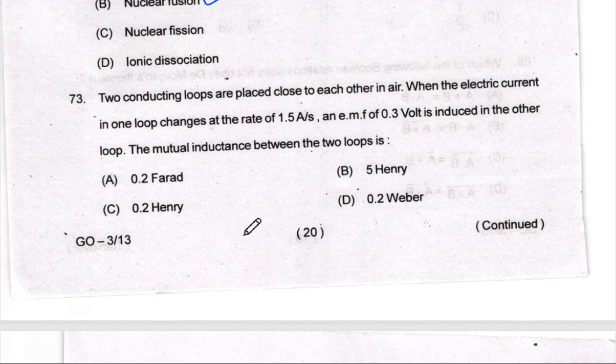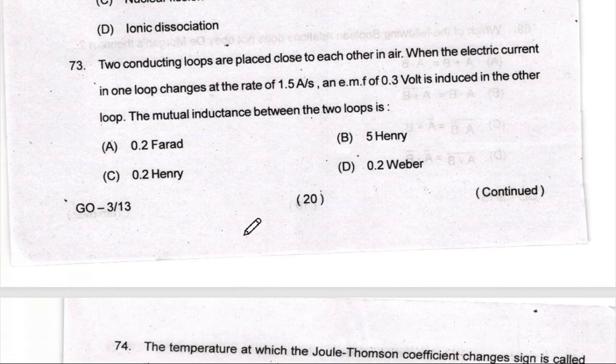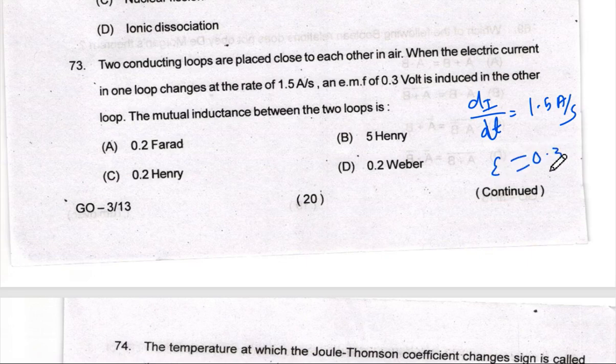So next question. So two conducting loops are placed close to each other, when the current of one changes at the rate of 1.5 ampere per second. That means it is saying that di by dt is given as 1.5 ampere per second. Okay, and another is EMF is given, that 0.3. So it is asking mutual inductance.